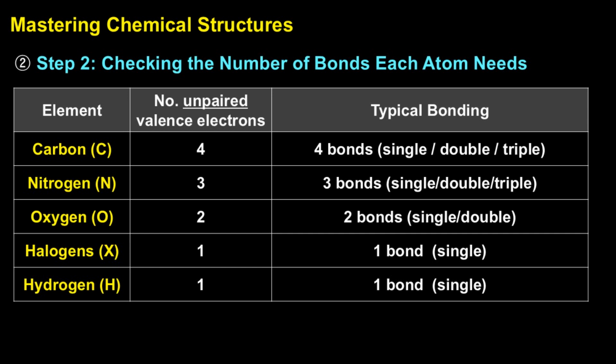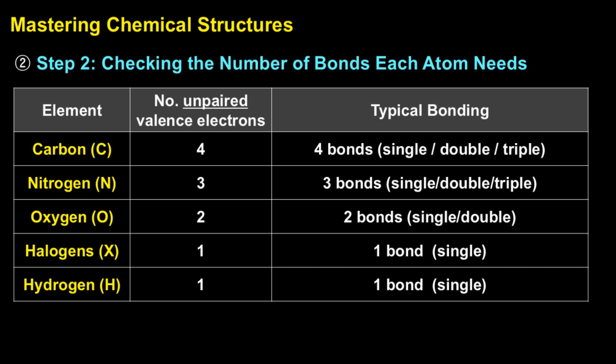Atoms form bonds depending on how many unpaired valence electrons they have. For example, carbon has a total of 4 valence electrons, and since all 4 are unpaired, it can form 4 bonds, which gives it a stable structure. Nitrogen has 5 valence electrons, but only 3 of them are unpaired, so it usually forms 3 bonds, while the remaining 2 paired electrons stay as a lone pair.